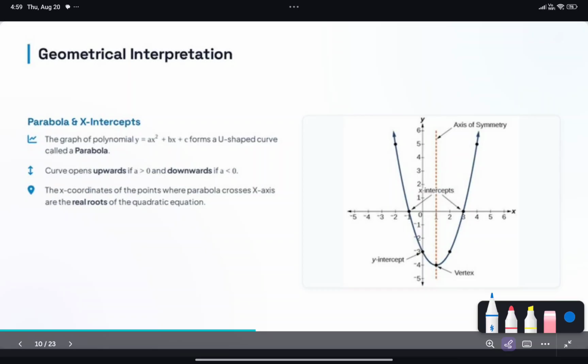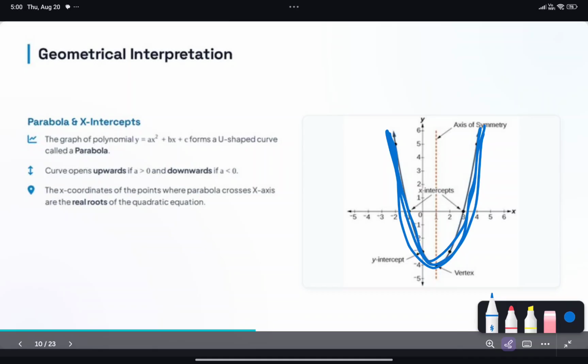Parabola and x intercepts. The graph of the polynomial y equals ax square plus bx plus c forms a u-shaped curve called the parabola. This is the graph of a polynomial, a polynomial in the form of ax square plus bx plus c, which forms a u-shaped curve called the parabola.